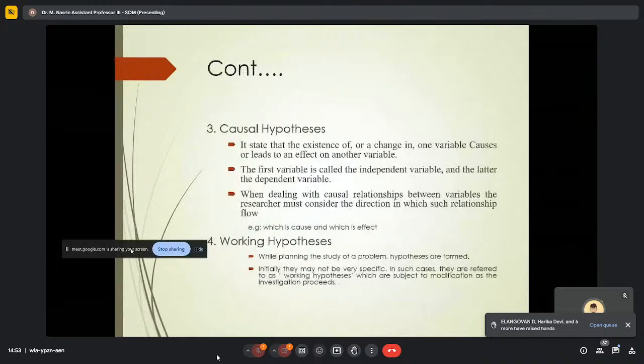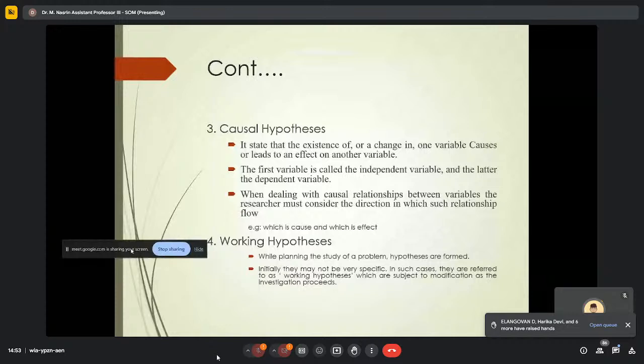Then the causal hypothesis. This is like what we call cause and effect analysis, a similar type. Here the first variable is called the independent variable, and the other variable is called the dependent variable. I will give you an example for this in the next slide. Then the working hypothesis.